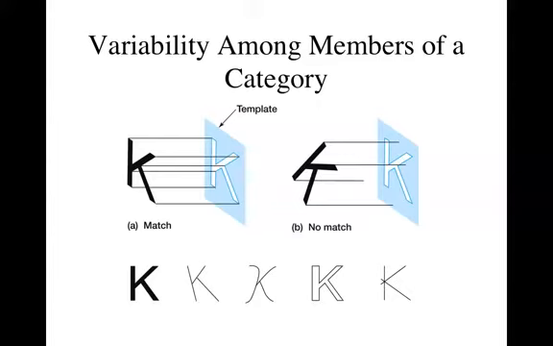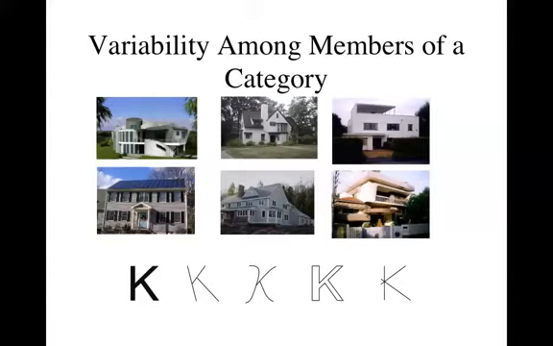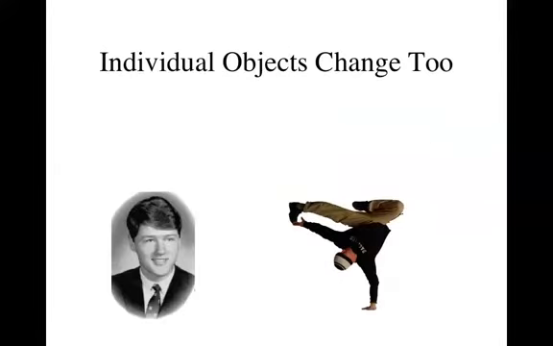Variability among members of a category. So there are lots of different types of Ks, and you can recognize those all as Ks, even though the images they produce are very different. This is true for other kinds of categories, so lots of different kinds of houses. You can recognize them all as houses, but you may never have seen these examples of a house before, so you have variability within the category.